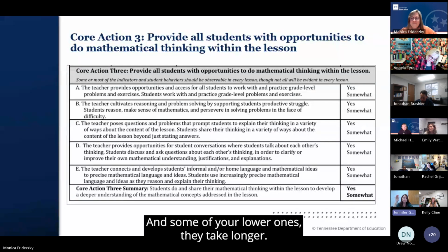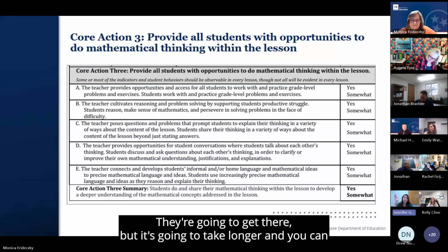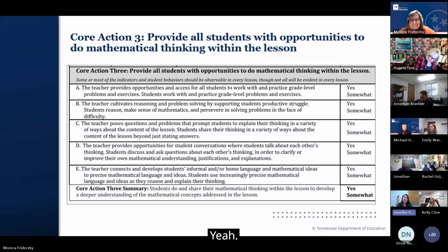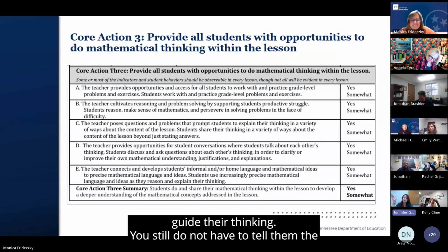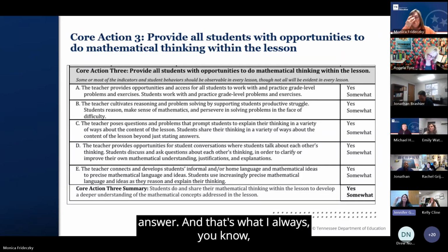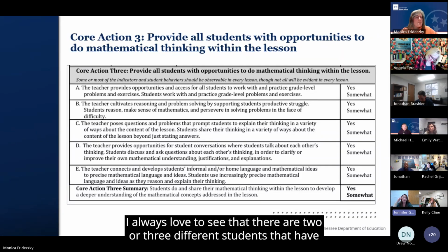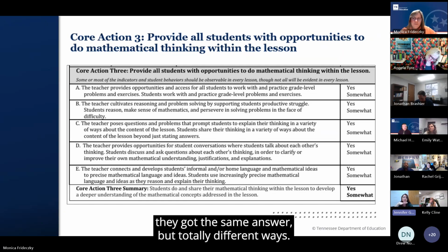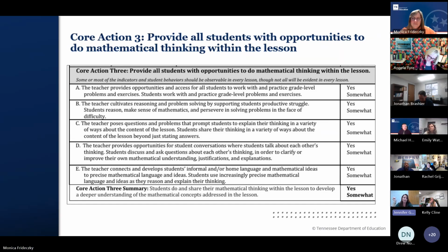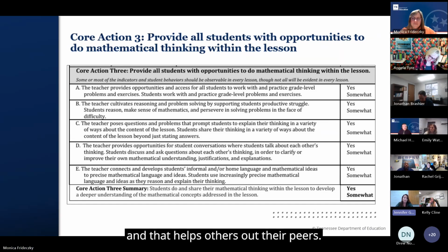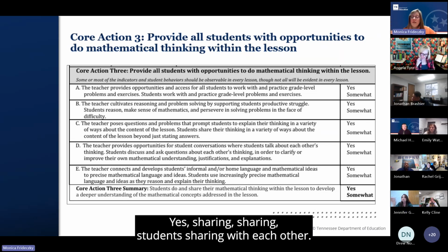And some of your lower ones, they take longer. They're going to get there, but it's going to take longer, and you can guide their thinking. You still do not have to tell them the answer. Right. And that's what I always love to see, that there are two or three different students that got the same answer, but in totally different ways. And I would let them explain their ways, and that helps others out, their peers. Yes. Students sharing with each other.